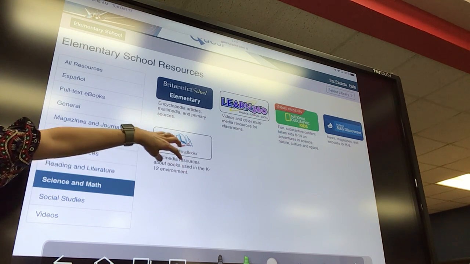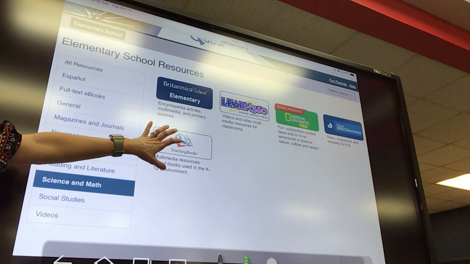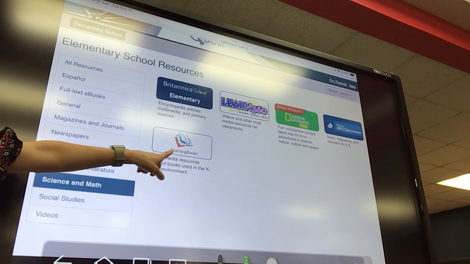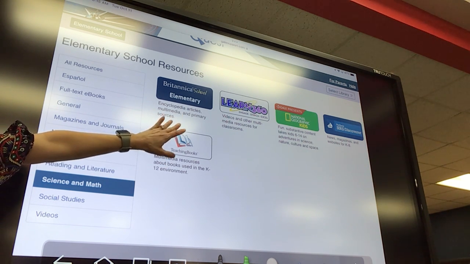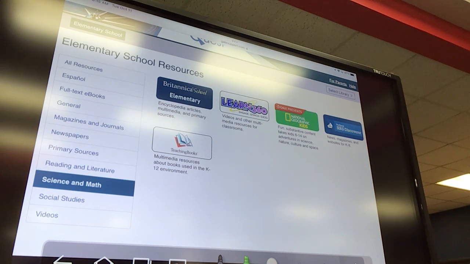Teaching books. This is where your teachers go a lot of times when you're reading a novel and they want to get resources for that. So that's usually where they go. So today, this one is not going to be a place you really want to spend a lot of time. Okay, so let's look at Britannica School Elementary. Just go ahead and click on that one.